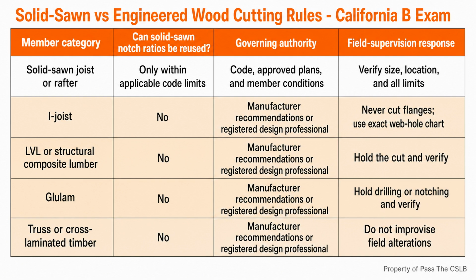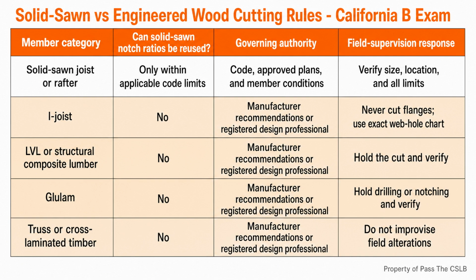This is a testable concept based on the published CSLB study guide because it sits inside subfloor, wall, and roof framing supervision. The practical skill is not reciting every product table from memory. The practical skill is recognizing when a prescriptive answer is unavailable and knowing whose instructions control.